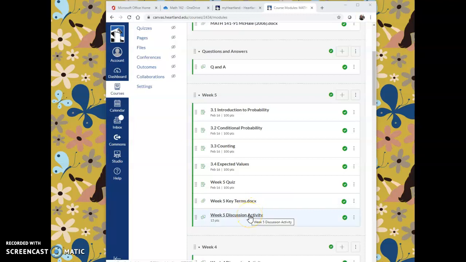This week's discussion activity is finding an example of probability. There is no reply to a classmate required, but I would love if you read them, and if anything speaks to you, give your classmates some feedback.